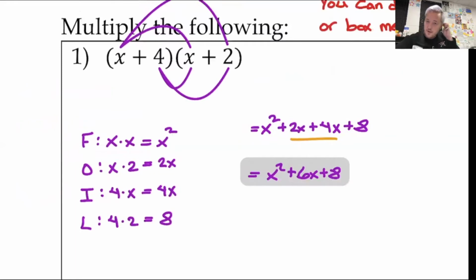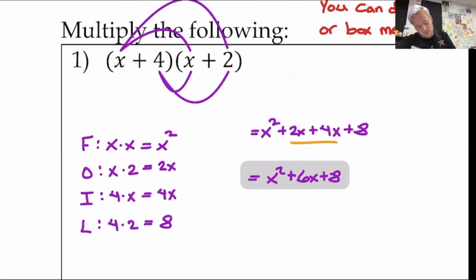All right, so that's when I don't color code. So let's do this.